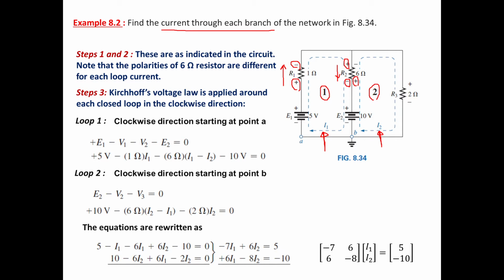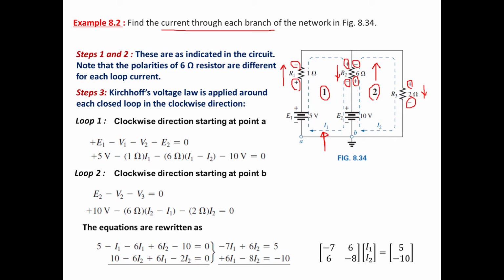Come to mesh 2. Why do you put a positive sign here? According to mesh 2, the current is flowing up, so this point is plus and this point is minus. And why is this point plus? Because in R3 the mesh current 2 is flowing down, so the top point becomes plus and the bottom point becomes minus.